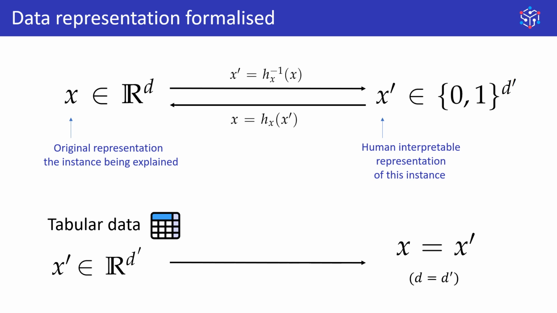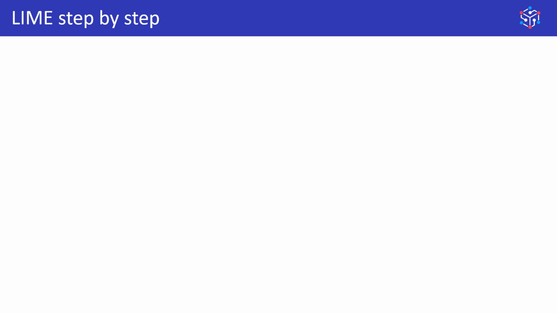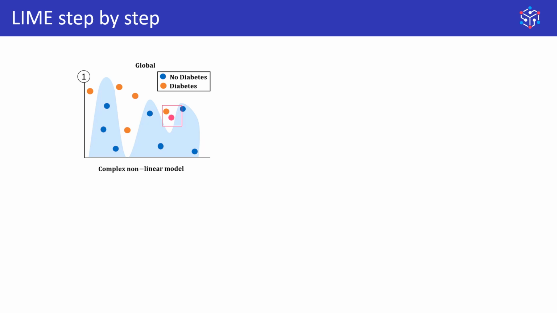Before diving into the mathematics, we'll make a brief overview of LIME using an abstract graphical approach. LIME can be divided into four steps. In the first one, the decision boundary of our original black box model is represented by the blue-white background, and as we can see, it is highly nonlinear. The pink point is the instance we want to be explained, and it has been predicted as diabetes.